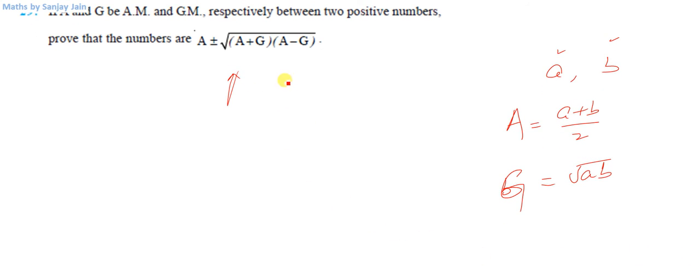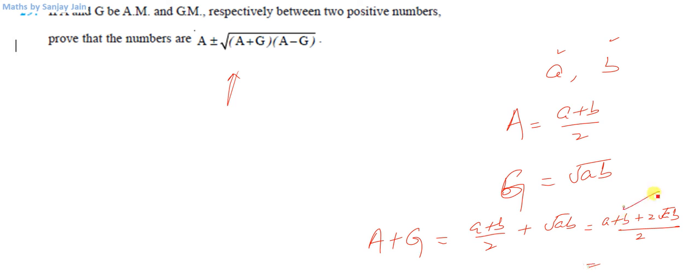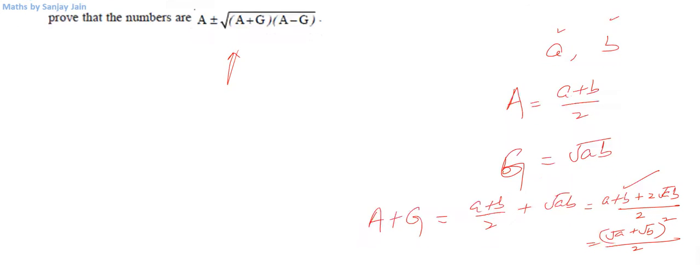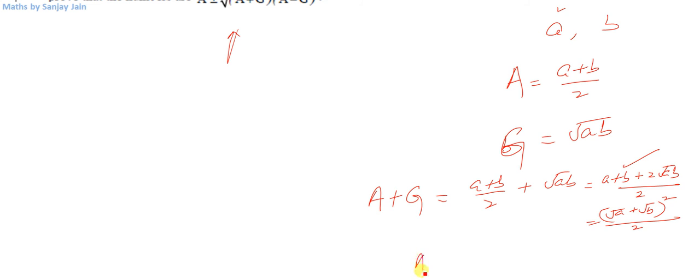You see, in this there are these terms A plus G and A minus G. A plus G is what? A plus b by 2 plus root ab. So if you notice, what is this? This is a plus b plus 2 root ab divided by 2, and this is root a plus root b whole squared divided by 2, right? Similarly, you will appreciate that A minus G will be equal to, this will become minus, so here in the numerator I'll have root a minus root b whole squared, and in the denominator I'll have 2, right?